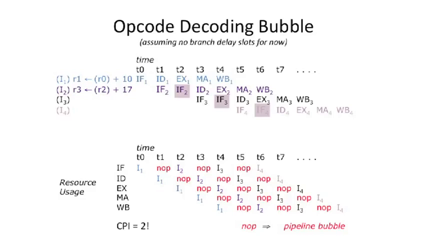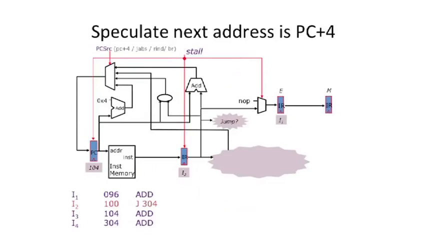So let's start to talk about some techniques to mitigate the effect of control hazards. We're going to have a whole lecture later in the course about branch prediction, which is one of the main techniques to mitigate control hazards. But let's move forward here and take a look at one of these techniques, and this technique is speculation. So what's the solution to this? The most basic solution is we speculate that the current instruction is not going to be a branch. The next address is going to be the PC plus 4.